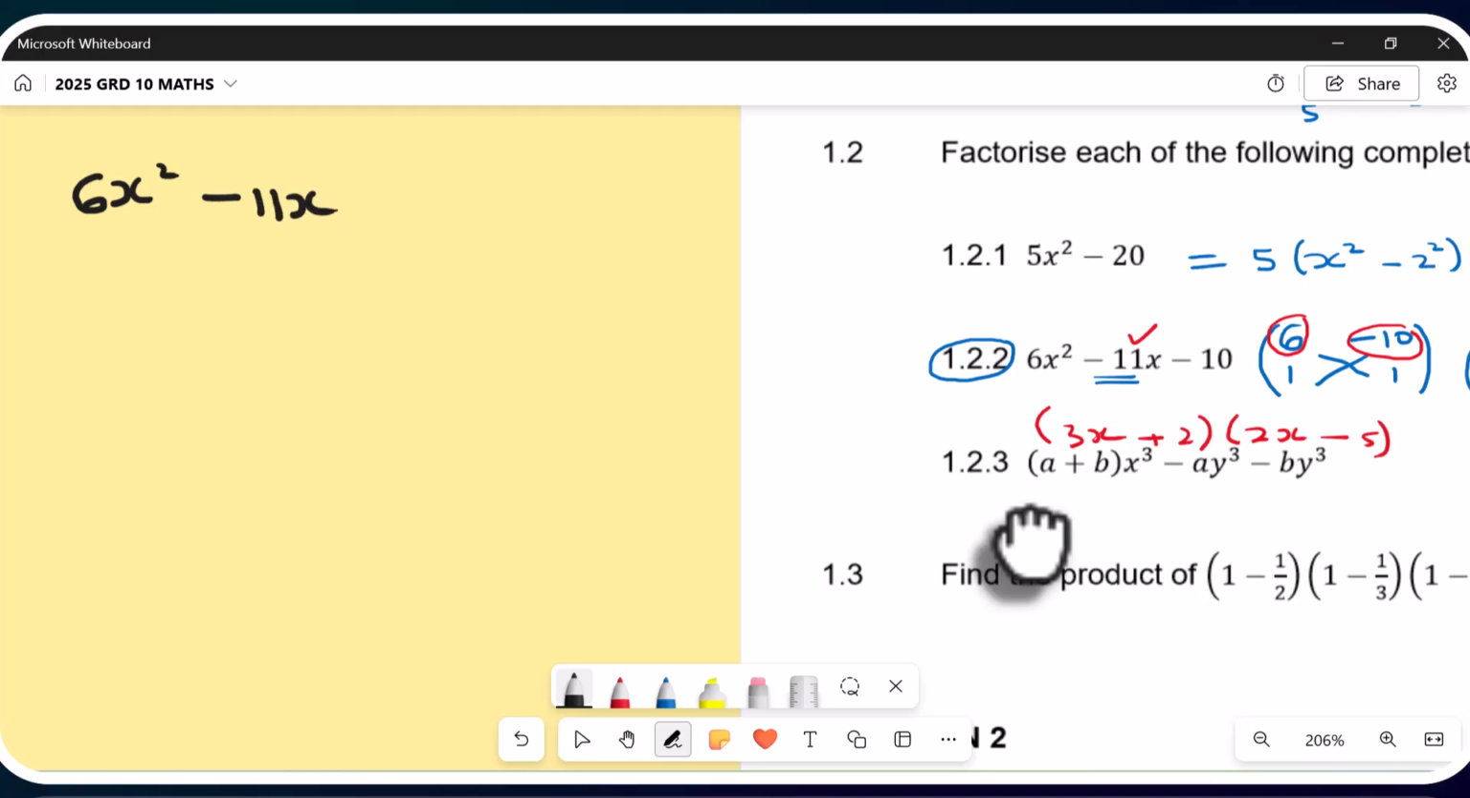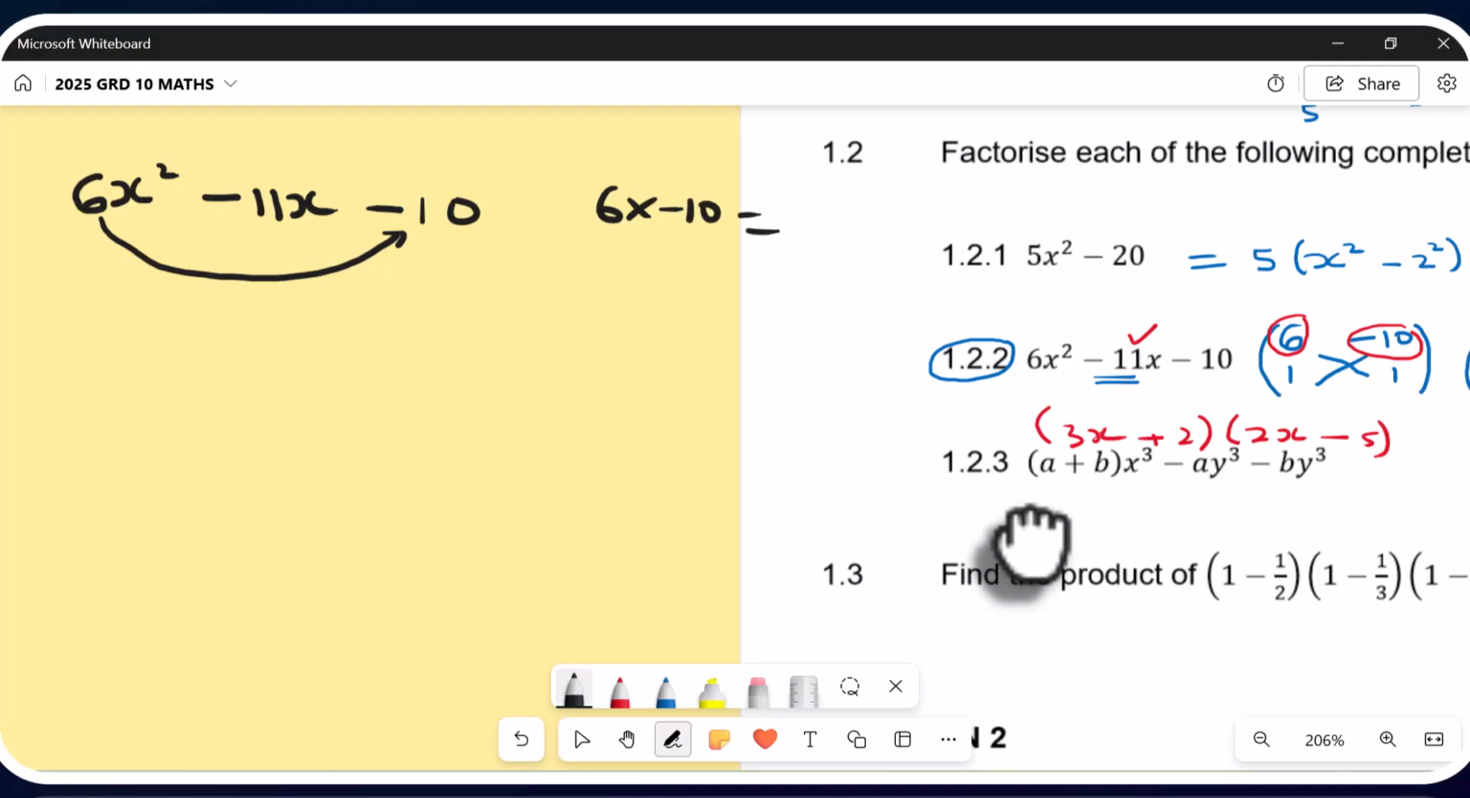So, meaning that where you see this 11x, I'm going to write it as minus 15x and then plus 4x. By so doing, I'm going to say the 6x squared, all together minus 15x, and then plus 4x, and then minus 10.